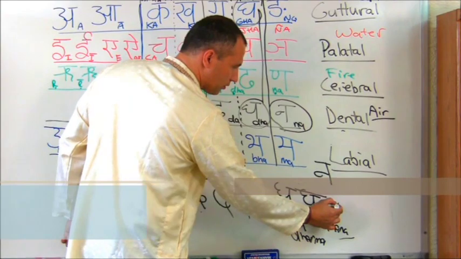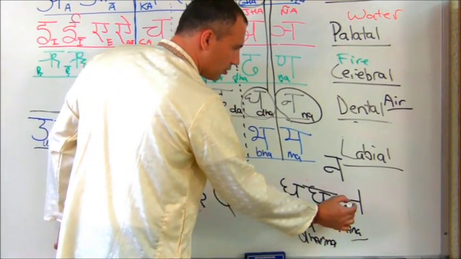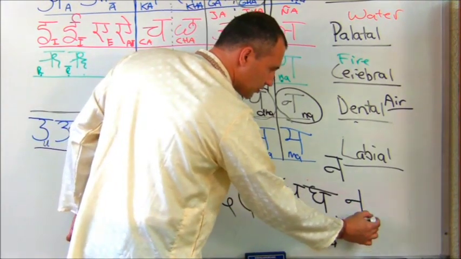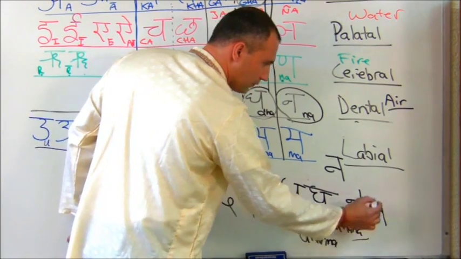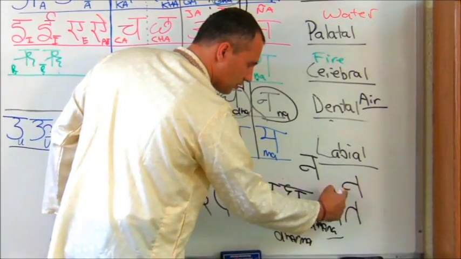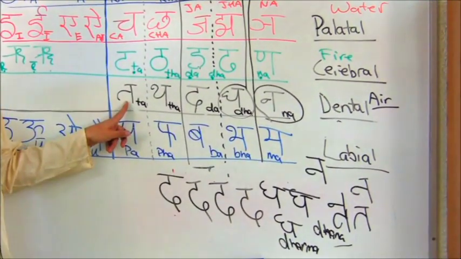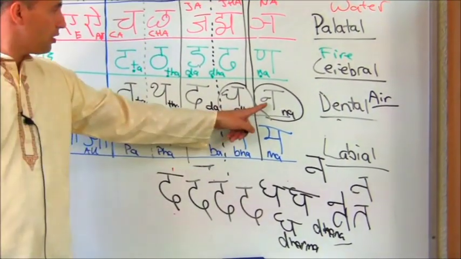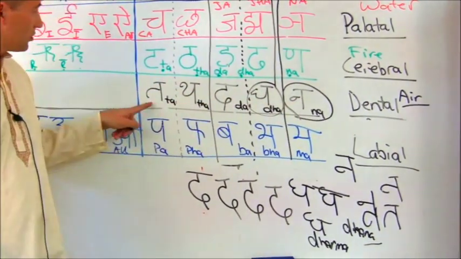Okay, with a little flourish there, Na. Not too much of a flourish, because then it starts to look like the letter Ta. So if you do something like that, it's going to start to look like the letter Ta, right? The letter Ta, right here. So Ta and Na, the horizontal line is more discreet. Okay?